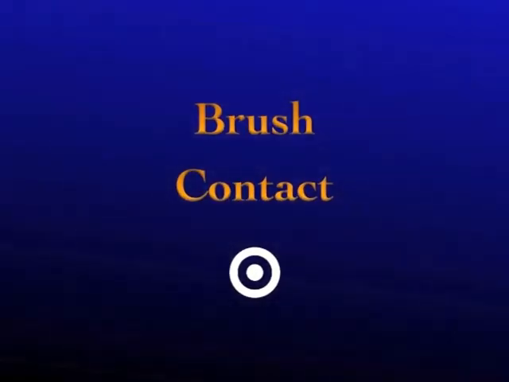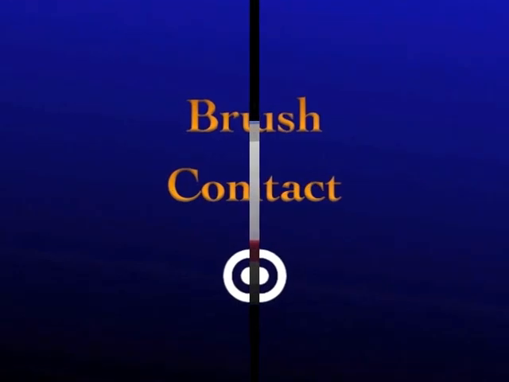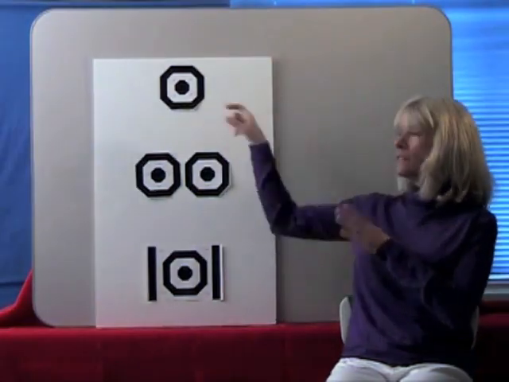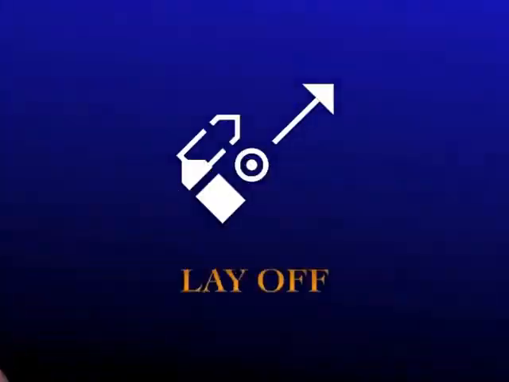Brush contact. This symbol is the brush contact. This is used when the contact is at the starting location and then moves off. For example, signs like lay off would use that symbol. This is how to write lay off with the brush contact.